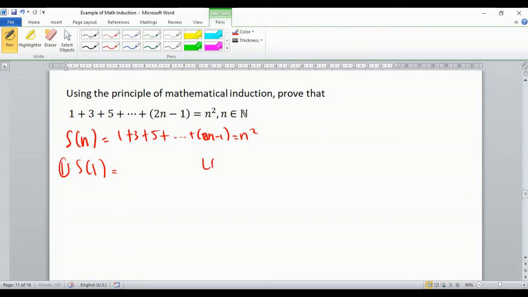So the left-hand side should be equal to the right-hand side. The left-hand side is 2n minus 1, and the right-hand side is n squared. So put n equal to 1: 2 times 1 minus 1 equals 1, and 1 squared equals 1. So from here, this one is true, right?